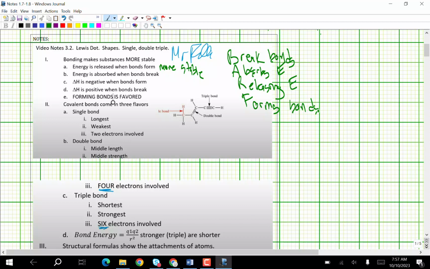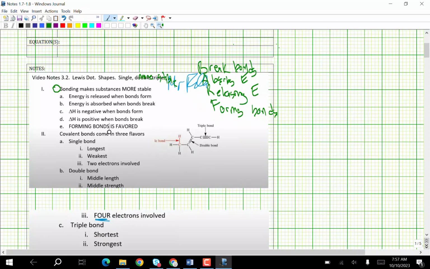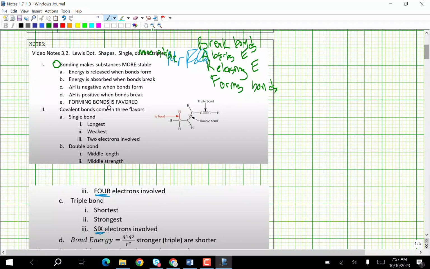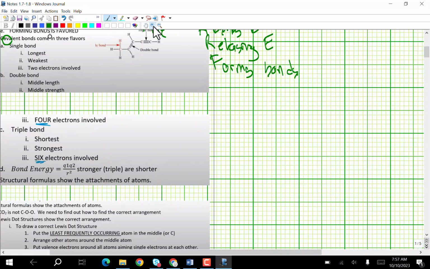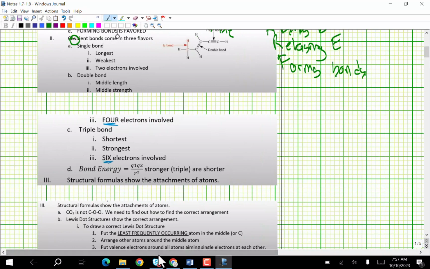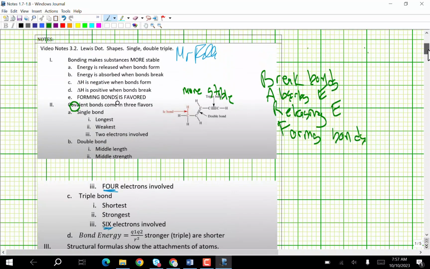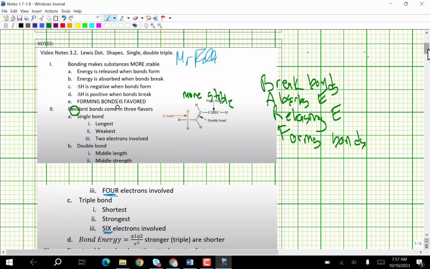Okay. So delta H is negative when bonds form. Delta H is positive when bonds break. Forming bonds is favored. Again, that's going to be more stable.